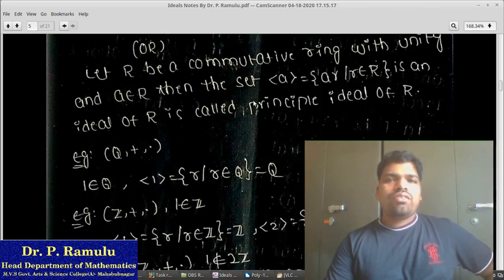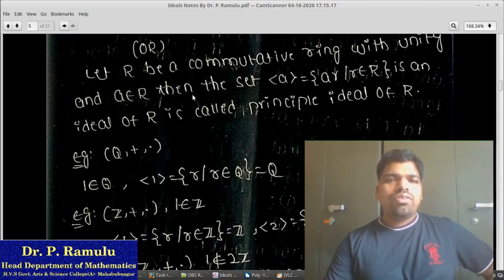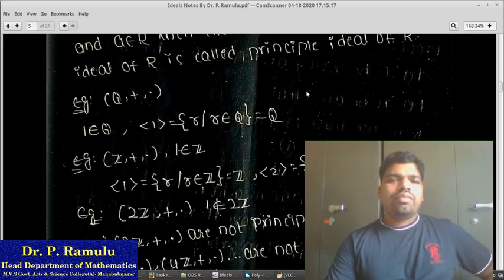Or, another definition: let R be a commutative ring with unity, a belongs to R, then the set {ar : r belongs to R}, denoted by ⟨a⟩, is an ideal of R, called the principal ideal of R. That means an ideal which is generated by some element is called a principal ideal.